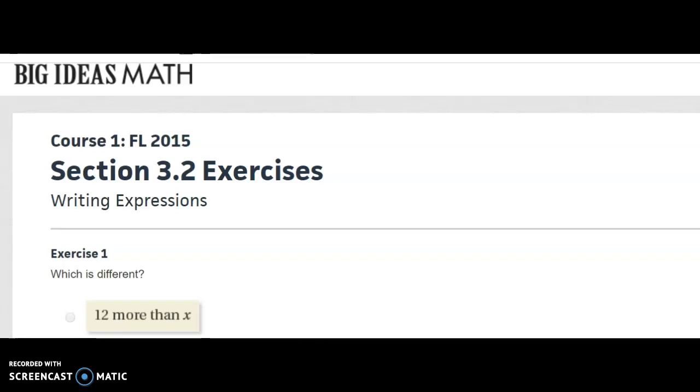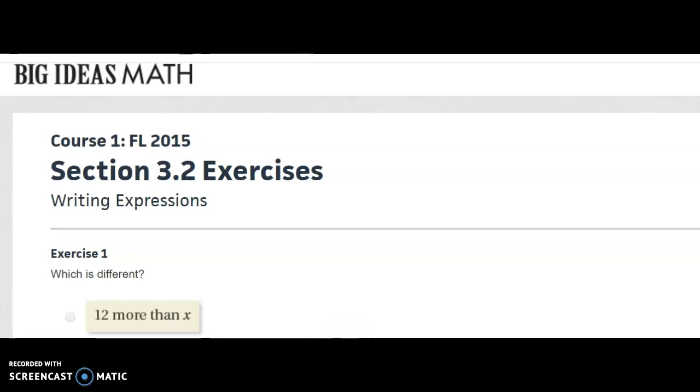Hi, welcome back. We are doing Big Ideas Math. We're doing section 3.2, the exercises, and this time we're writing expressions. They want to know what is different. 12 more than x. So we can say 12 plus x or x plus 12.